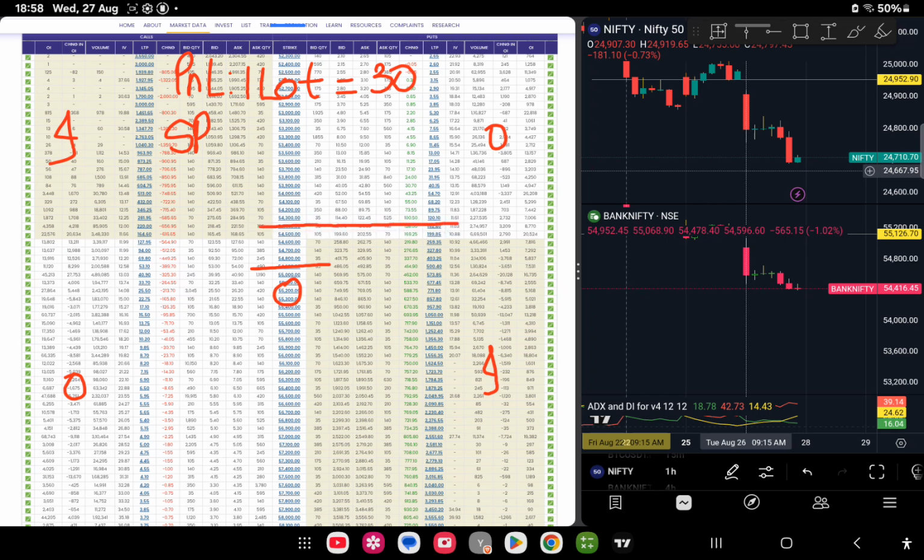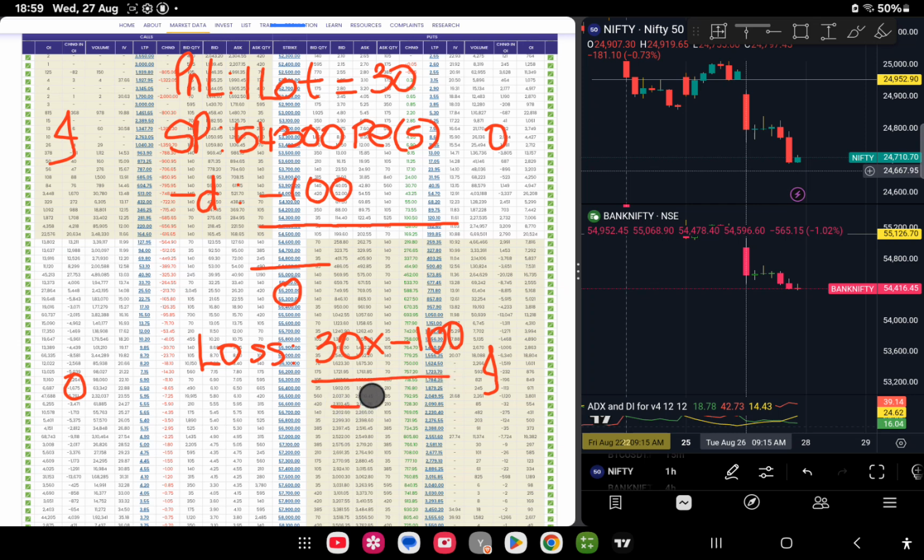PE selling or writing. Now how much is the decay? That's the negative decay. Negative decay is minus 100 points. So it's a loss making trade. Why? Because when you multiply the lot size with the decay, that would be minus 3k, plus tax and brokerage.